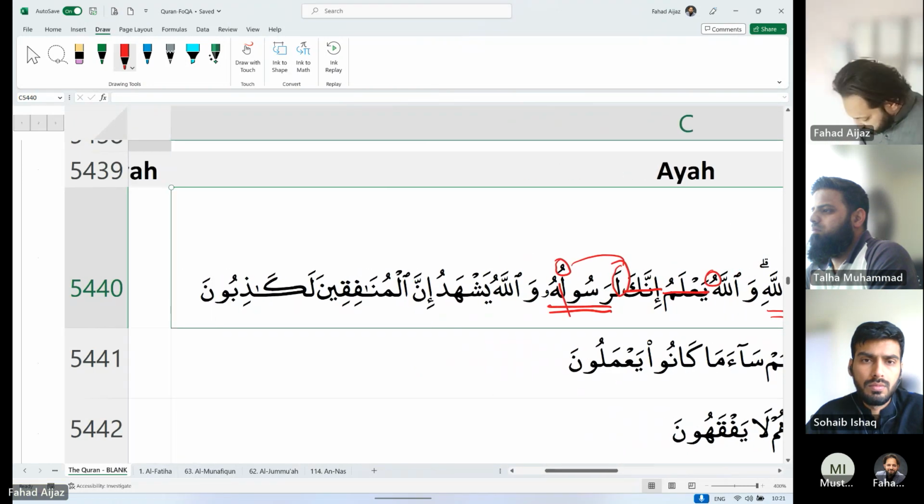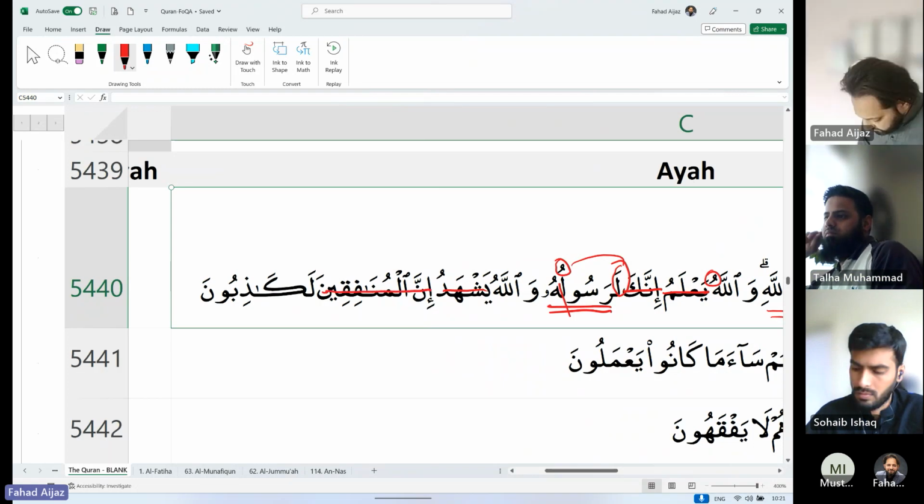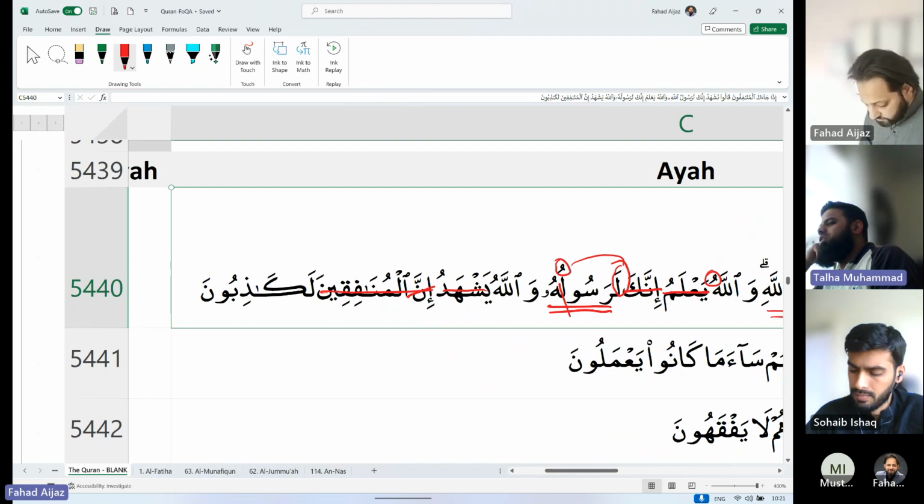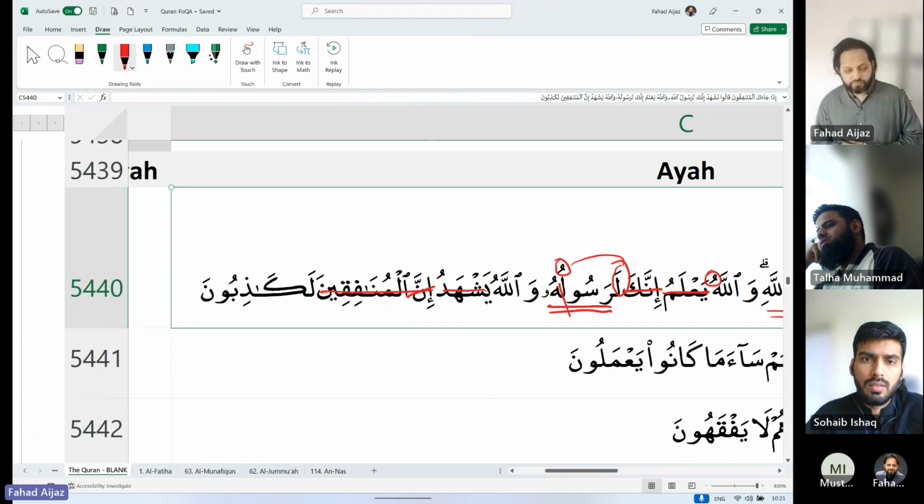Moving on. Forget yashhadu, forget innal munafiqina. Not innal munafiqina, just munafiq. Inna, forget it. Munafiqeen make an idafa? No, forget the innal munafiqina. You have not done that yet. Okay, let's do this. Wallahu and lakazibuna. Is wallahu any fragment? Any of the three that you know? No. Harf of jar, mawsuf sifa, idafa.